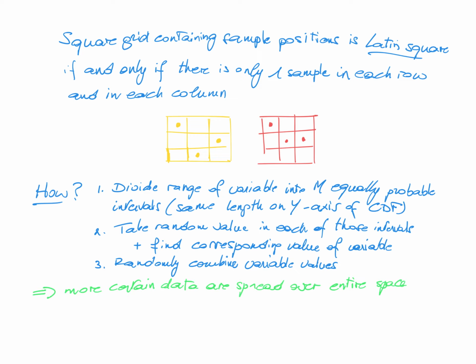By performing such a Latin hypercube sampling, you are more certain that the data are spread over the entire sample space, but they are no longer truly random. However, if the sample is large enough, it will be a very good approximation of a random sample.